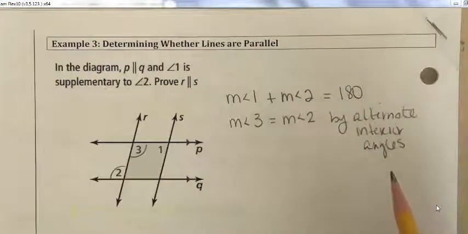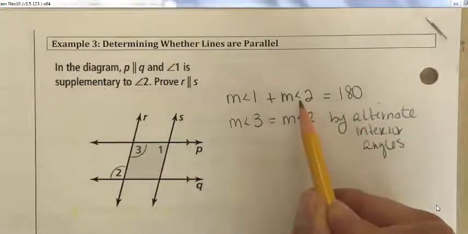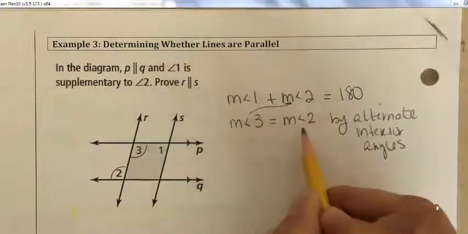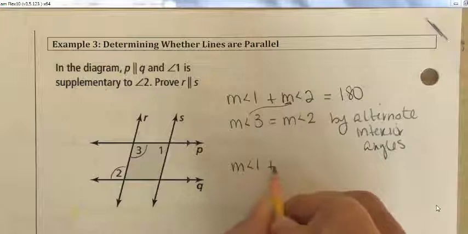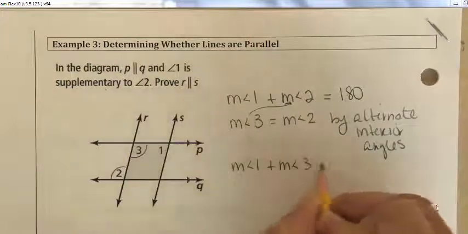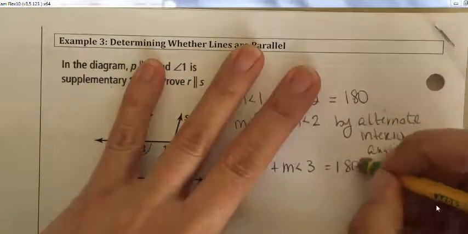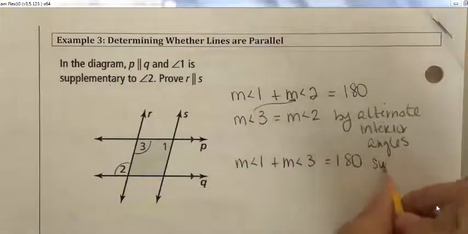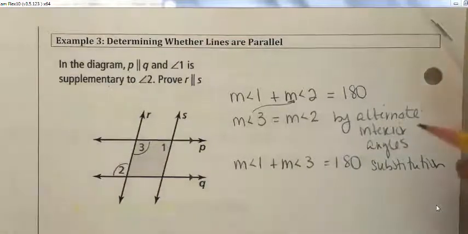And from here, I'll do a little bit of fancy math. So instead of putting angle 2 in here, I'll substitute in angle 3 because it's equal to angle 2. So now I can say that the measure of angle 1 plus the measure of angle 3 is equal to 180 degrees, right? I keep using degrees, but it's going to mess me up eventually, I'm sure. Okay, and that's by substitution. I'm just writing down my reasons over here so that way I know what I'm doing.